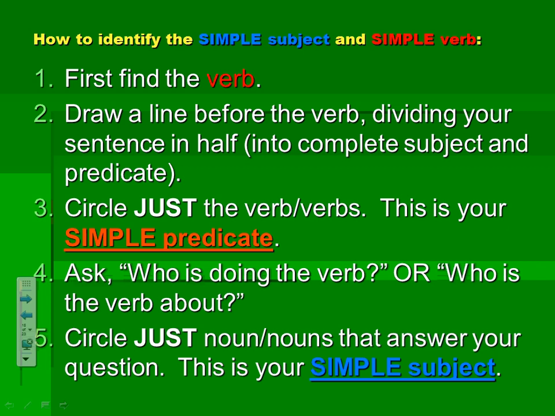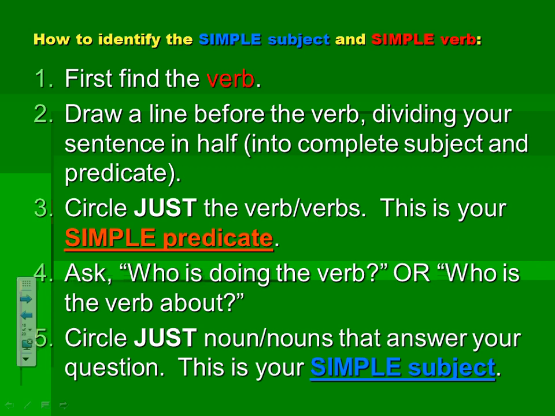Then you want to ask yourself a question. Who is doing the verb? So plug in whatever the verb might be. So who is running or who is laughing? Okay? You can also ask yourself who is the verb about or what is the verb about. Then look at the first half of your sentence. And then you will circle just the noun or nouns that answer your question. Okay, it's important that you ask yourself the question because there might be other nouns in the sentence that are near the beginning that aren't your subject.